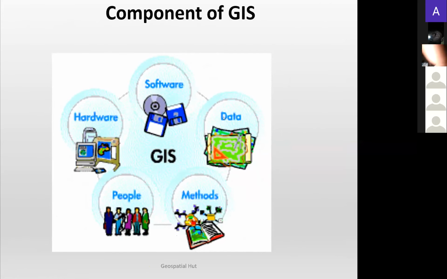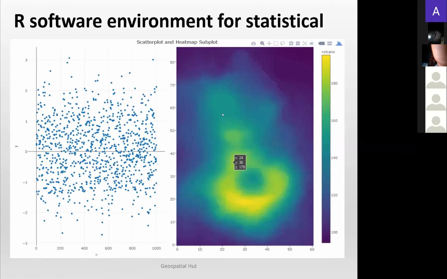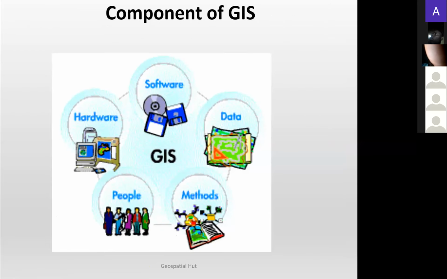Then we look at components of GIS. There are other software, as I said, that we cannot mention them all. And somebody will give us some mini talk on some other free open source software. Okay, now we talk about components of GIS.